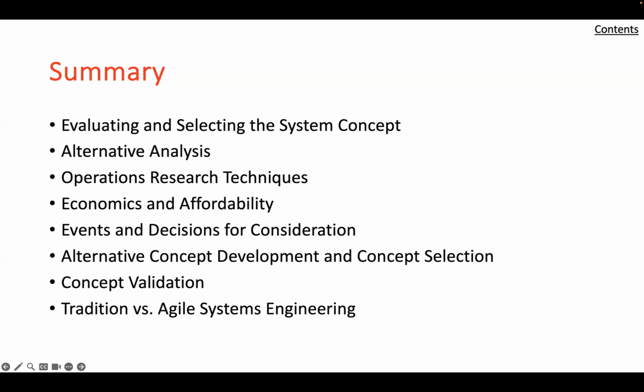For events and decisions for consideration, some of the decisions that are made throughout the system engineering lifecycle will affect how the system will maintain its schedule for development and operation in the intended environment. System engineers should understand the decisions that are made during their system development and will affect the remainder of the project. For alternative concept development and concept selection, system engineers will compile all of the work to present to decision makers regarding the different alternatives that have emerged through the analysis, prototyping, and initial conceptual design.